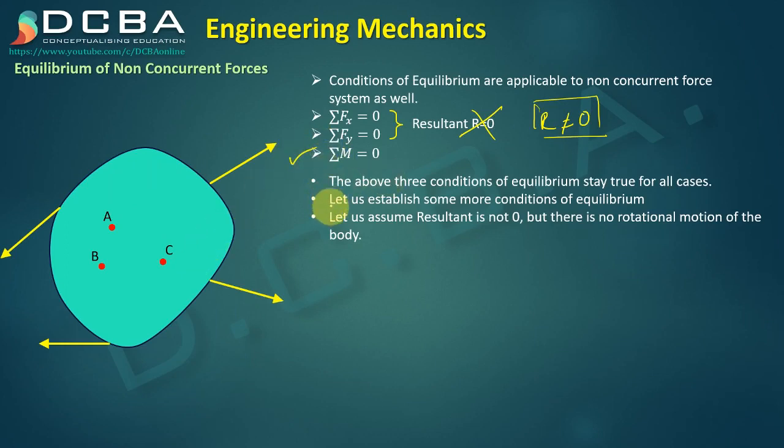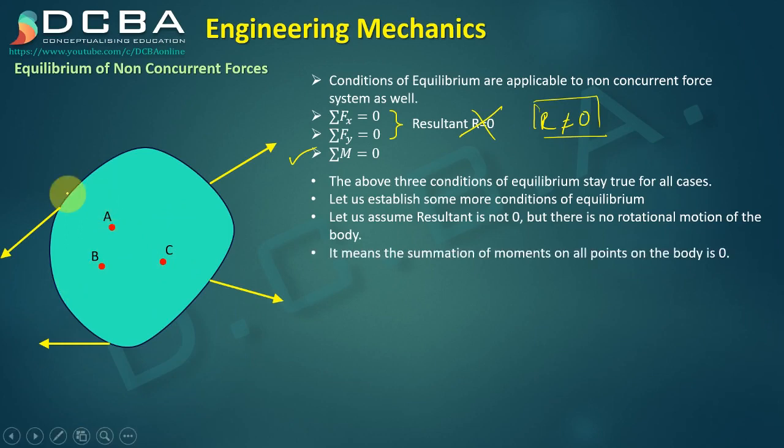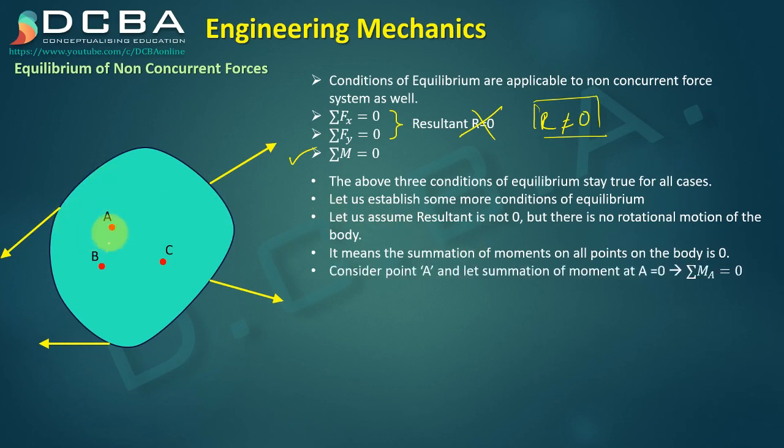When I say summation M equals to 0, I mean that on all the particles of this body there has to be no rotational effect, there has to be no rotational force. It means the summation of moments on all points on the body is 0. So first let me take this point A and let us say that summation of moment at A is equal to 0, because we know that on all particles or all points it is going to be 0. So why not start with A?